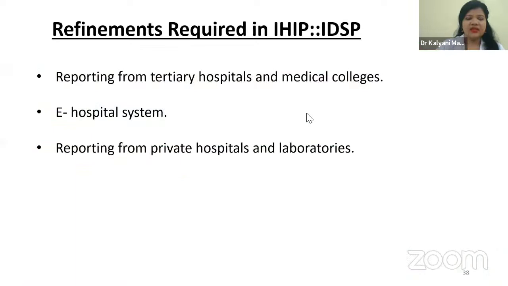These are some of the refinements required in IHIP. Although there is adequate reporting of data from the sub-centers and primary health centers, there is significant lack of reporting from the tertiary hospitals and medical colleges. Therefore, an electronic hospital system should be implemented, which may be linked to IHIP. Also, there is significant lack of reporting from the private hospitals and laboratories.